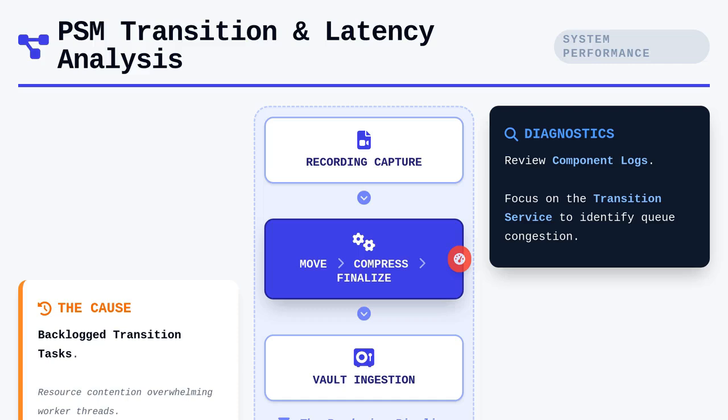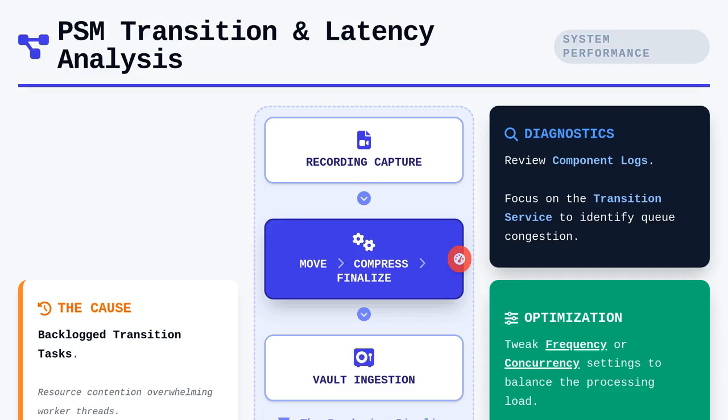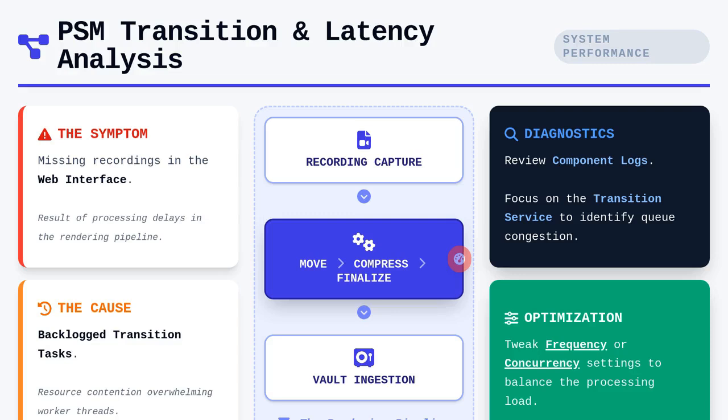Reviewing the component logs, specifically focusing on the transition service, allows us to identify if the engine is struggling to keep up with the volume of concurrent sessions. If you find high queue congestion, you might need to adjust the frequency or concurrency settings to balance the load more effectively. It is common to see these delays manifest as missing recordings in the web interface, as the file has not yet been processed through the rendering pipeline.